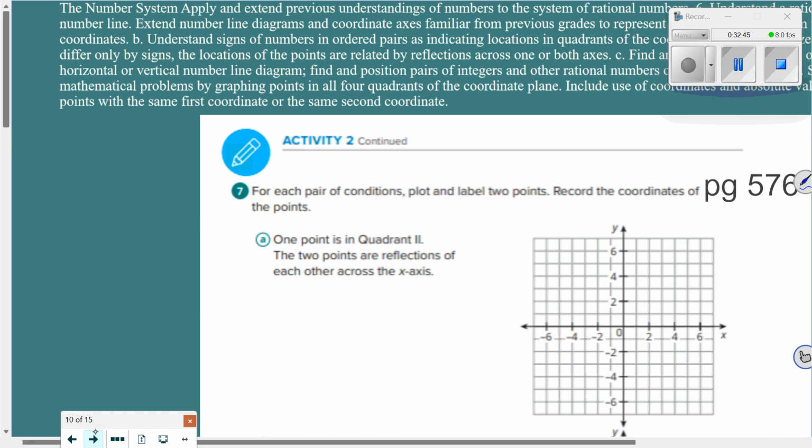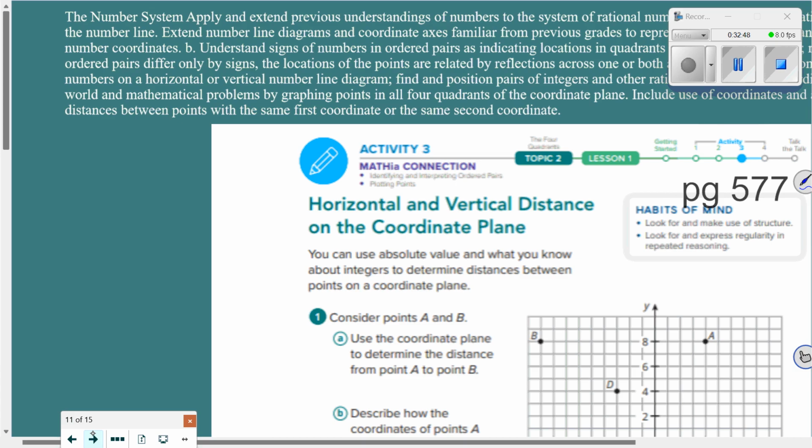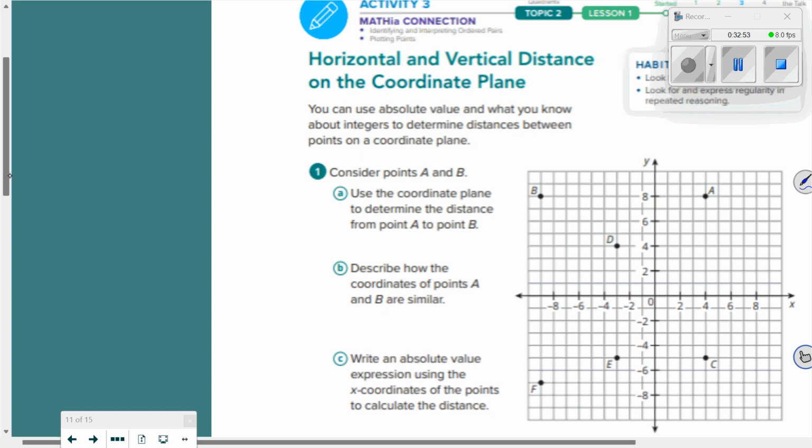So let's go really quickly to page 577. If I'm looking at 2 points, A and B, and I wanted to figure out how far apart they are, if I use the coordinate plane to determine the distance from point A to point B, point A is at 4, point B is at -9. If I wanted to say how far apart they are, how far apart would they be?